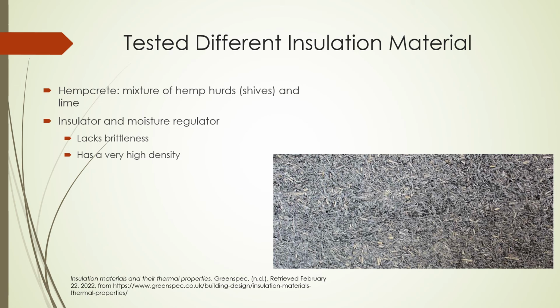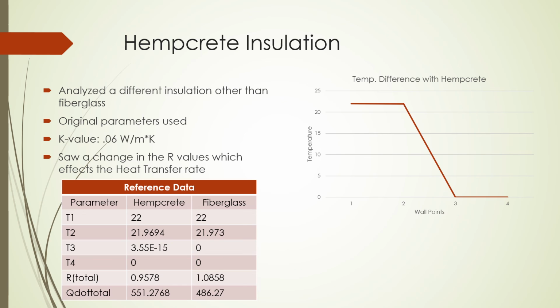Okay. They also tested a different insulation material besides the fiberglass. I researched and found hempcrete, which is a mixture of hemp herds or shives and some lime. It's an insulator, and a moisture regulator. But a couple of cons is it lacks brittleness and has a very high density. As you can see a picture of it right here. Along with the fiberglass, we also ran some analysis on this just to kind of see how it looked. So I have some reference data in here to kind of see the differences from down here.